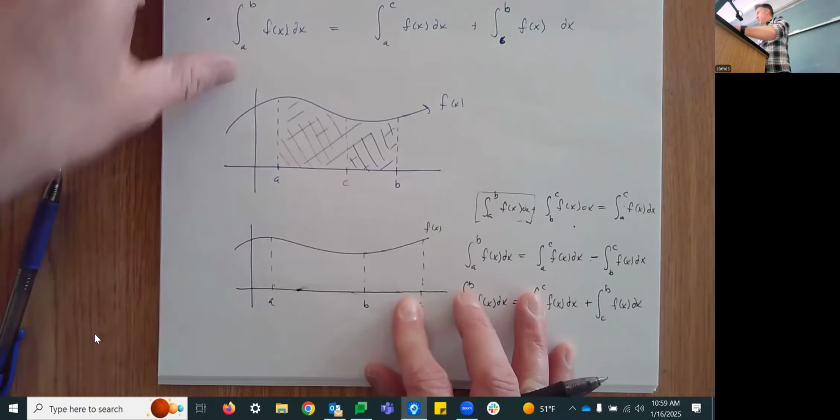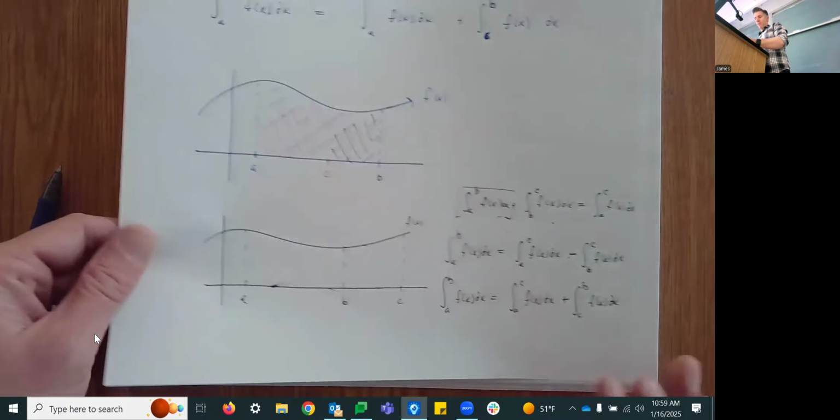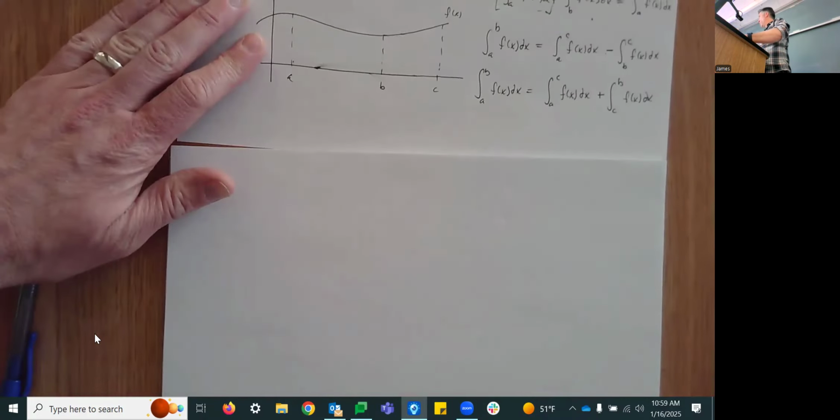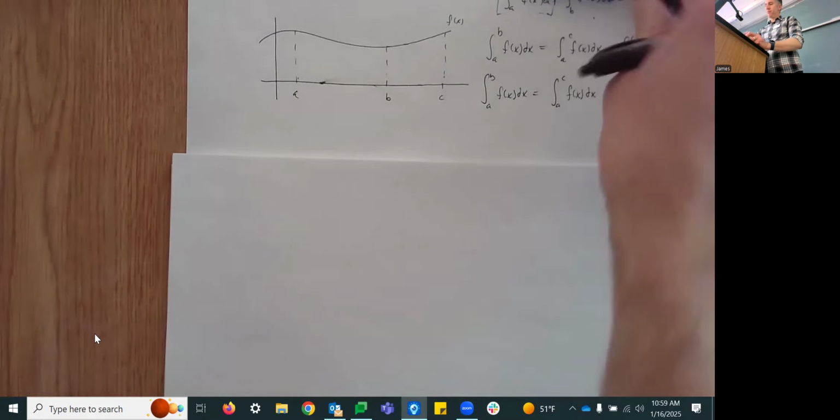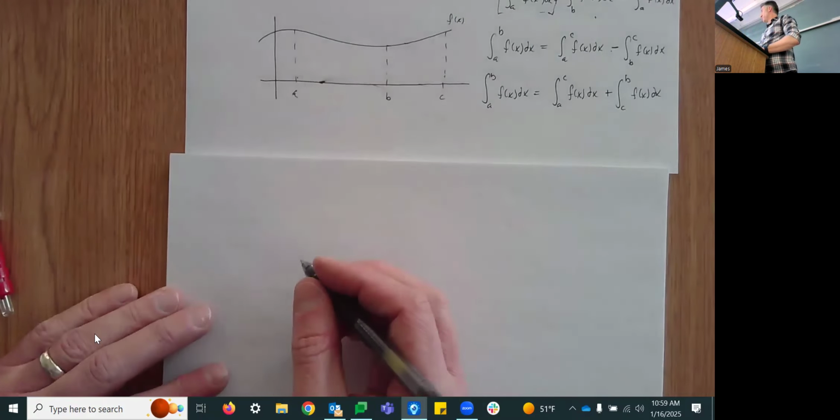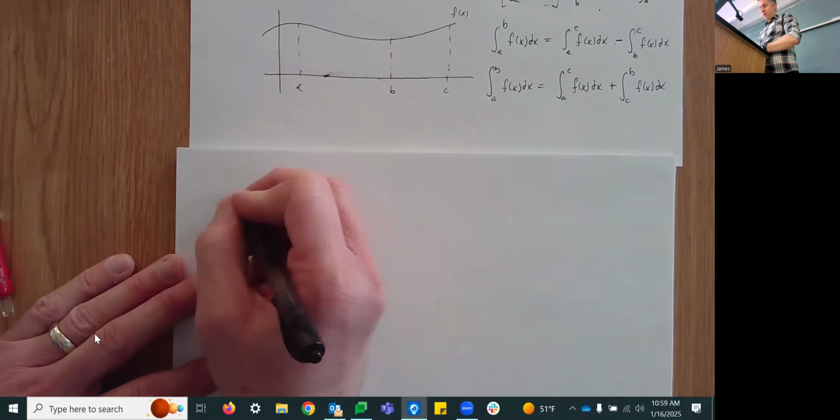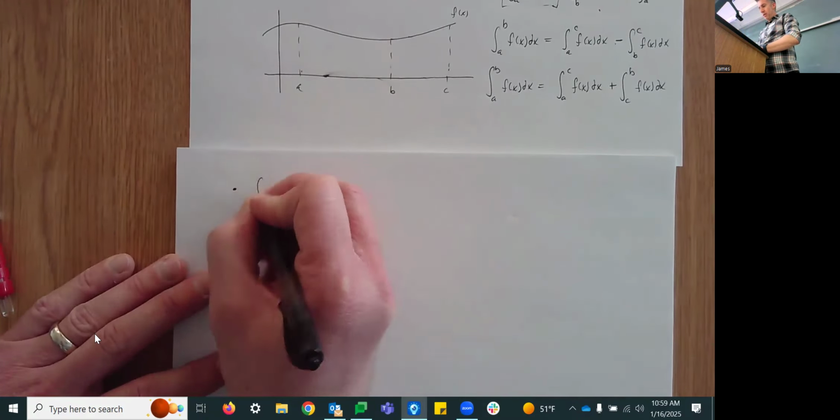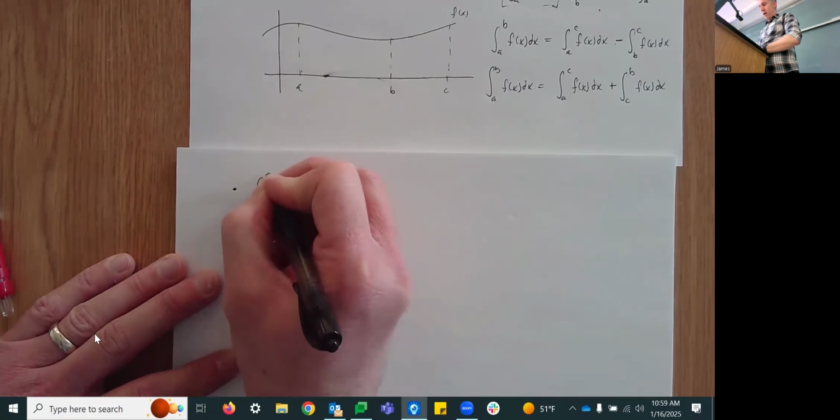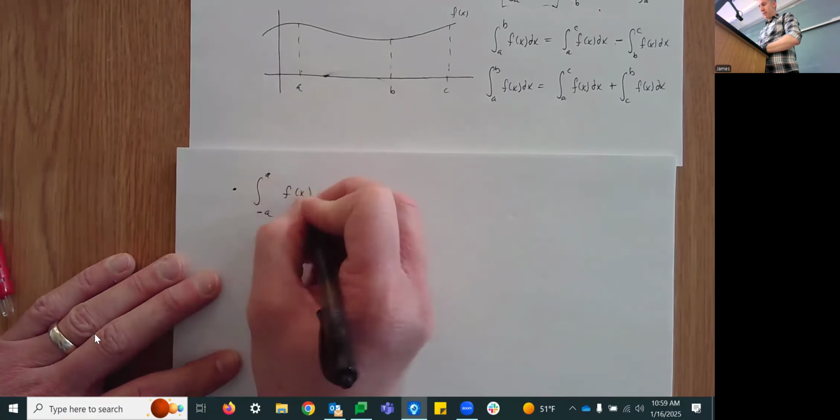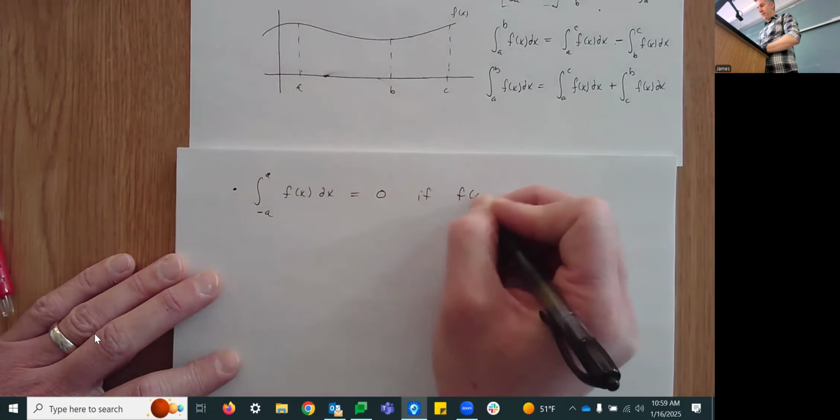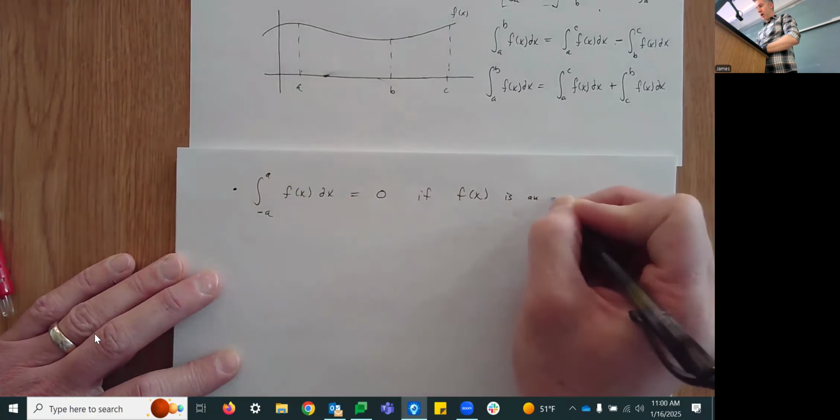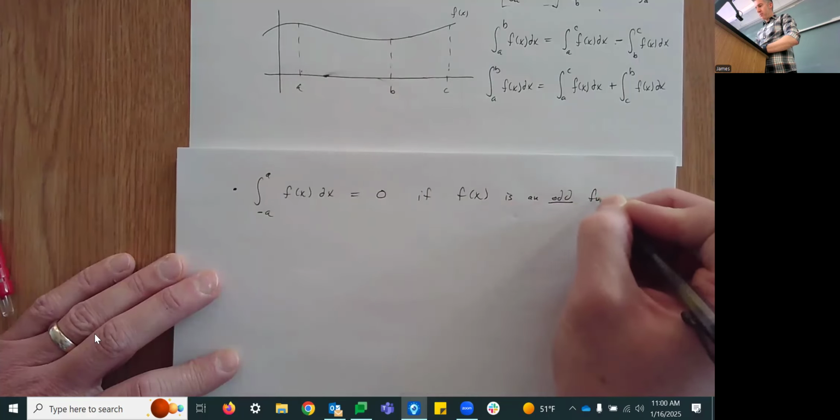There's two other rules I want to mention before we do some other stuff. One of them I think is very useful. The other one, kind of. I guess three rules, actually. So here's the one I think is useful. The integral from negative a to a of f of x is equal to 0 if f of x is an odd function.